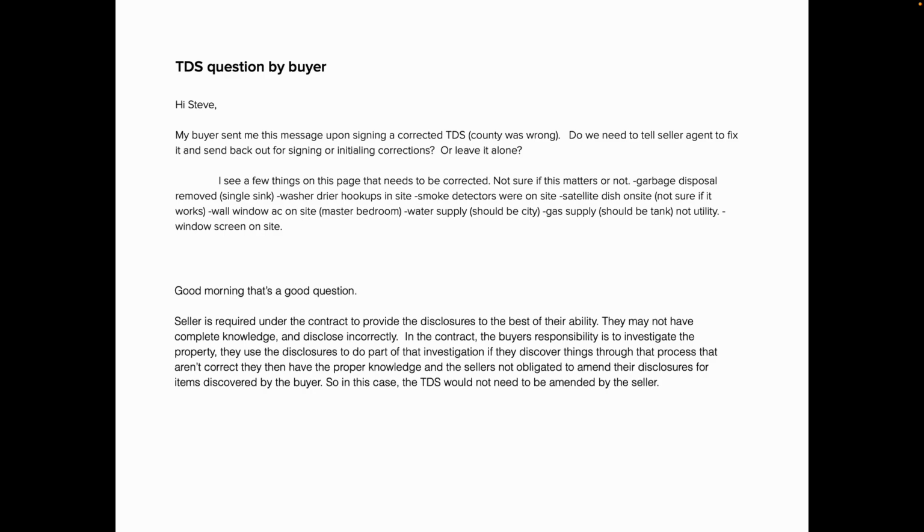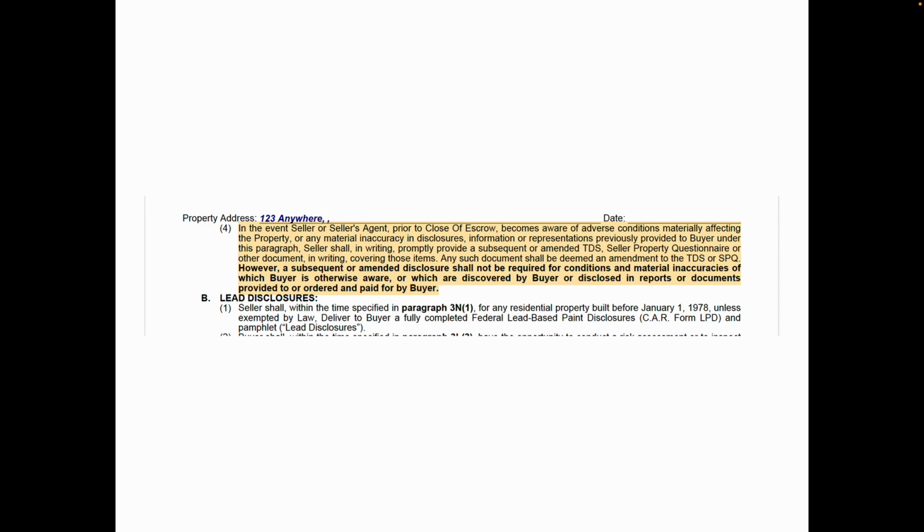We talked about that yesterday, right? It was this paragraph in the RPA that talks about that in bold print. So when a buyer finds something out, now if the seller finds something out partway through the transaction, they have to amend it, right? They have to give an amended TDS. They have to disclose it. But if it's something found out by someone else and the buyer is notified of it, there's no need to modify the disclosures, okay? Everybody clear on that? Yes.